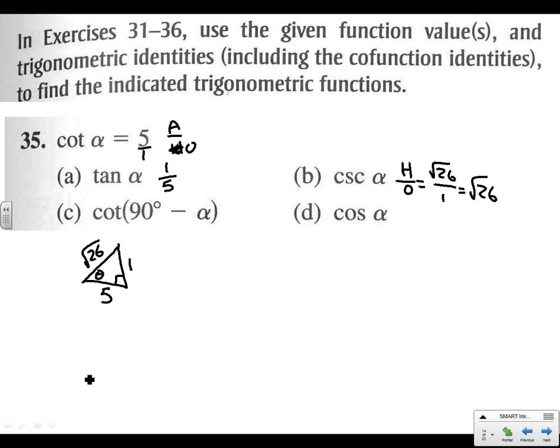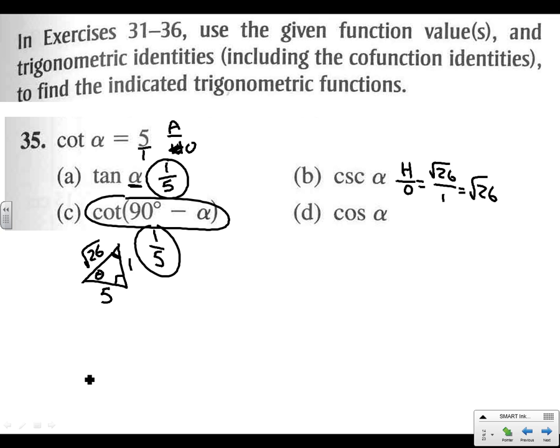The cotangent of 90 minus alpha, which is the theta in this case, just 90 minus the angle. Cotangent is tangent of the other angle. So we actually already have it. It's going to be 1/5. But to prove it to ourselves, if we go to this angle, the adjacent is 1, and the opposite is 5. Notice that the cotangent of 90 minus alpha, 1/5, is the same thing as tangent of the other angle.